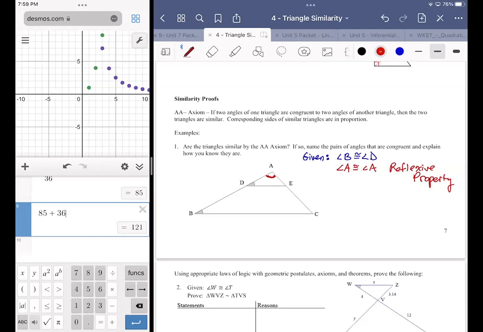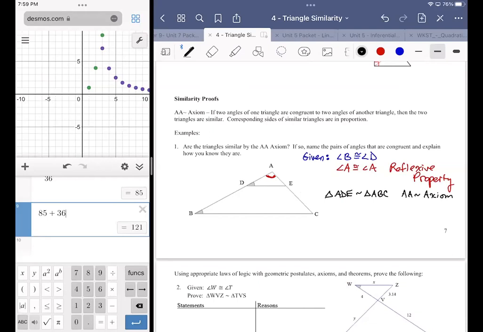But what we have here are two pairs of corresponding congruent angles. So therefore, we could say the triangle ADE is similar to triangle ABC by the angle-angle similarity axiom. All right, so that's like a shorthand proof.